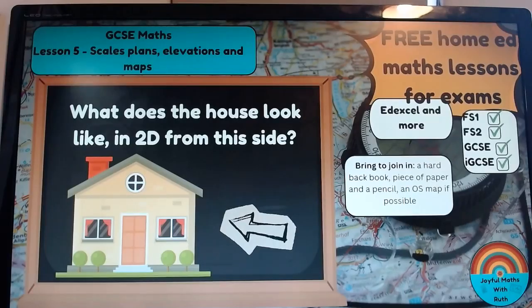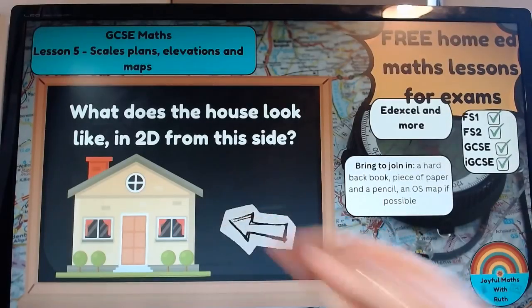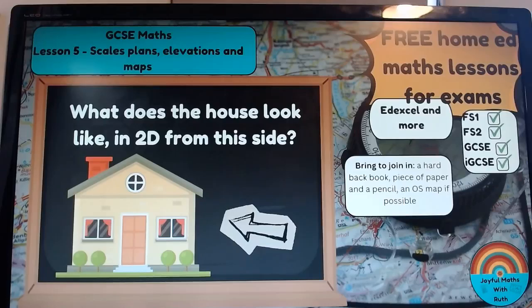Okay, have a little think about this, guys. What does this house look like in 2D form if you were stood here and looking at it alongside that arrow? What would that look like? How would you draw that?